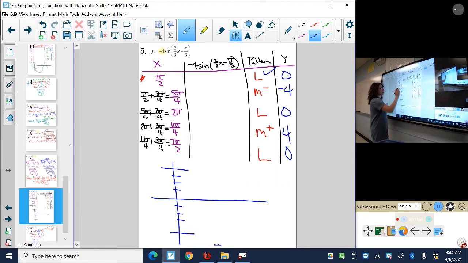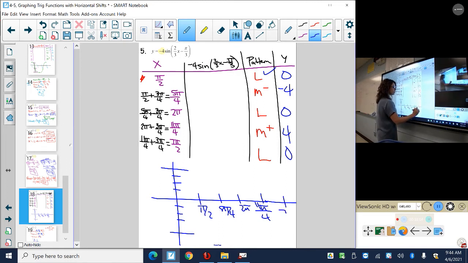And I'm going to be starting at pi over 2. So here's pi over 2. Here's going to be 5 pi over 4. Here's going to be 2 pi. Here's going to be 11 pi over 4. And I need to extend this, and then this is going to be 7 pi over 2. So I know I'm out here. I'm not starting at 0.